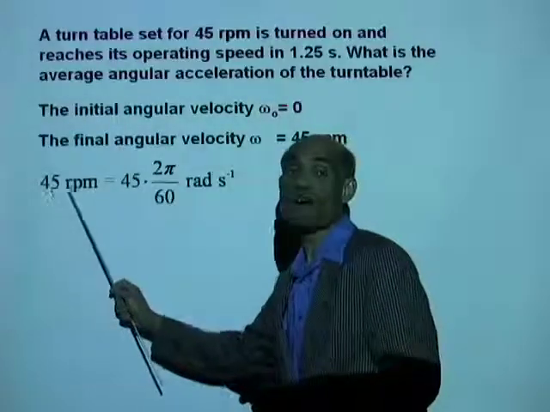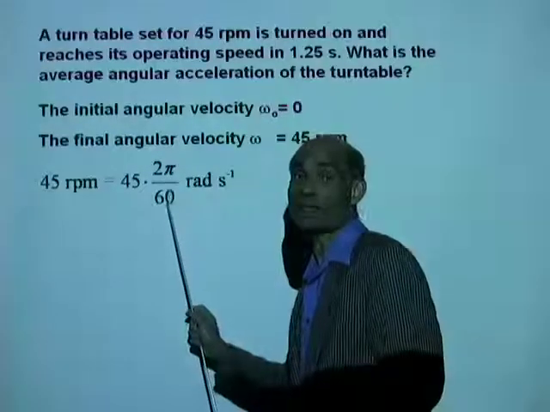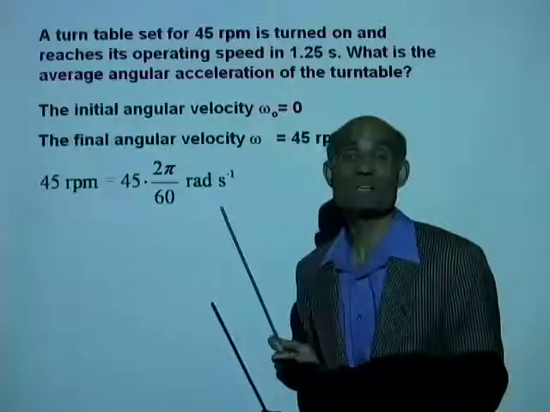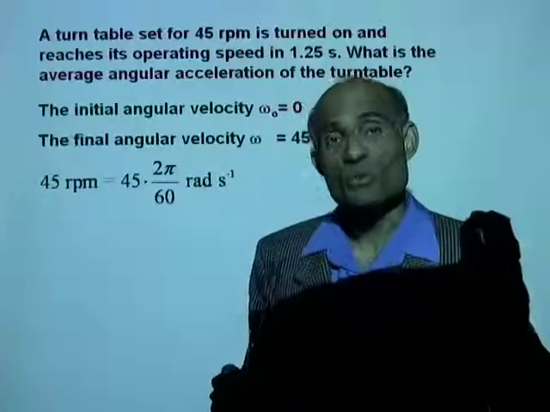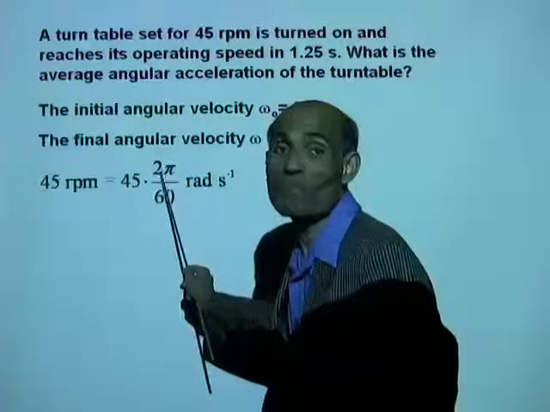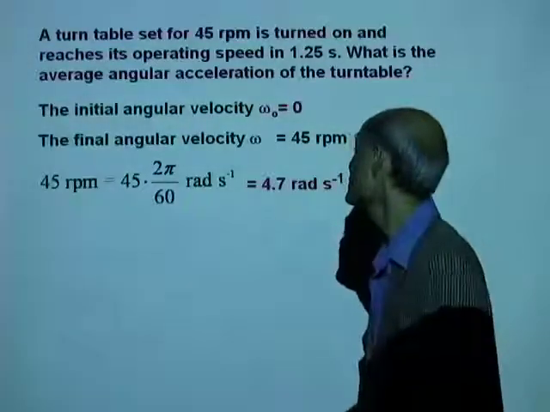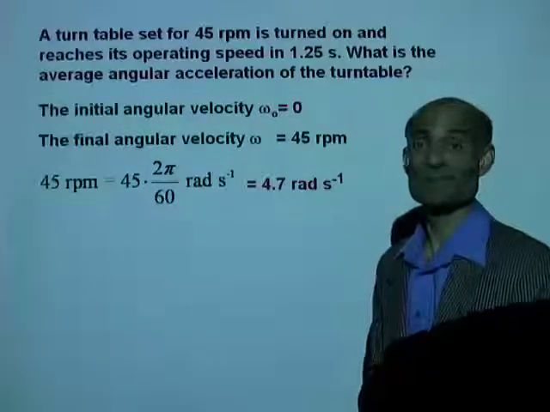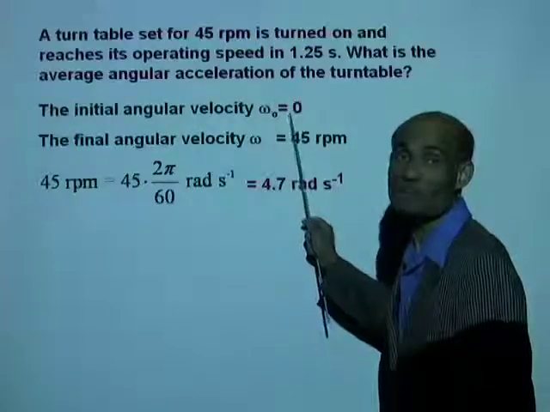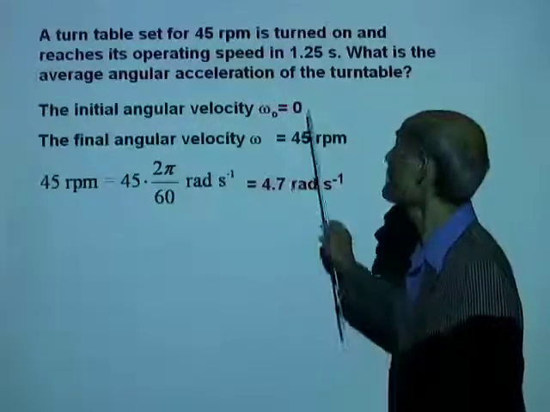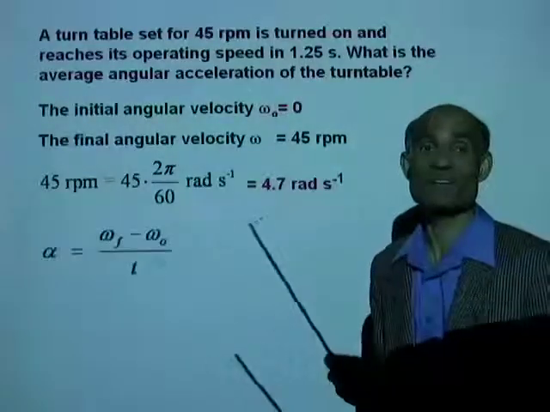Therefore, 45 RPM is the same as 45 times 2 pi divided by 60 radian per second. To convert revolutions per minute to radian per second, multiply by 2 pi divided by 60. And that is 4.7 radian per second. So the turntable changes its angular velocity from 0 to 4.7 radian per second in this time of 1.2 seconds.